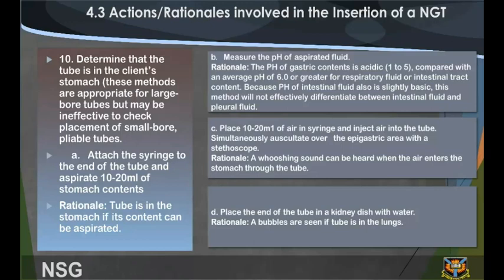Because the pH of intestinal fluid also is slightly basic, this method will not effectively differentiate between intestinal fluid and pleural fluid. Place 10 to 20 ml of air in the syringe and inject air into the tube. Simultaneously, auscultate over the epigastric area with a stethoscope. Rationale: a whooshing sound can be heard when the air enters the stomach through the tube. Place the end of the tube in a kidney dish with water. Rationale: bubbles are seen if the tube is in the lungs.